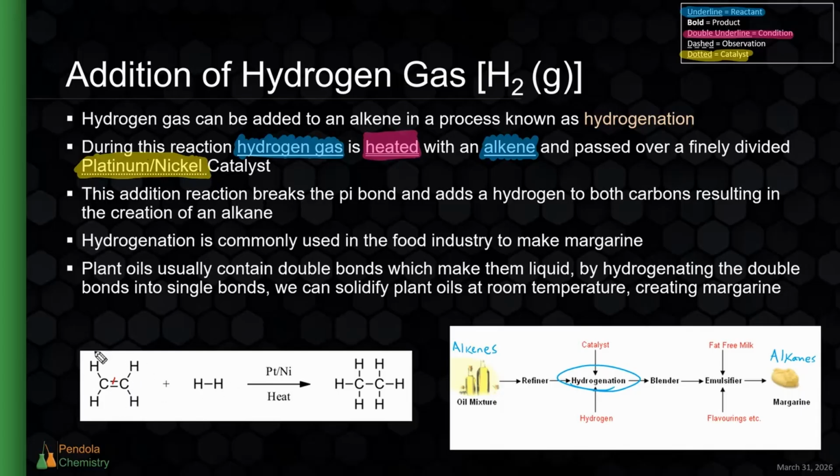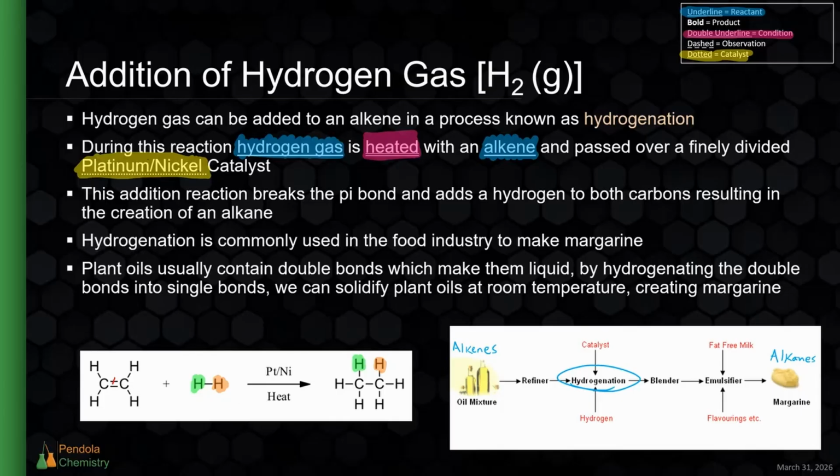So when we react hydrogen gas with an alkene over a platinum or nickel catalyst and heat, we are going to break that double bond. And I'm going to use 2 different colors here. We're going to break the double bond. One hydrogen will be attached to the one carbon on one side of where the double bond used to be. And then the other hydrogen will be attached to the other carbon where the double bond used to be. So we're adding, that's why it's called addition reaction, we're adding the hydrogen to the larger organic compound by breaking that pi bond.